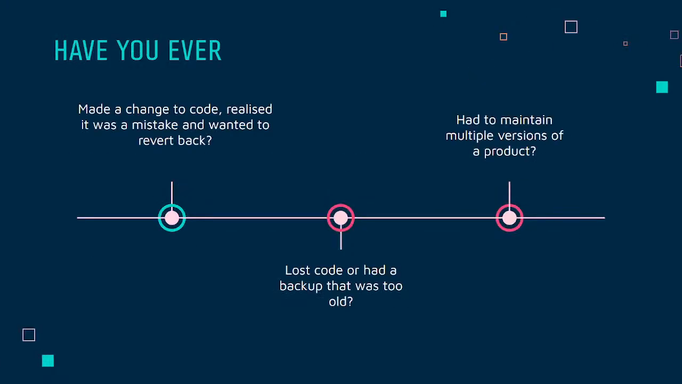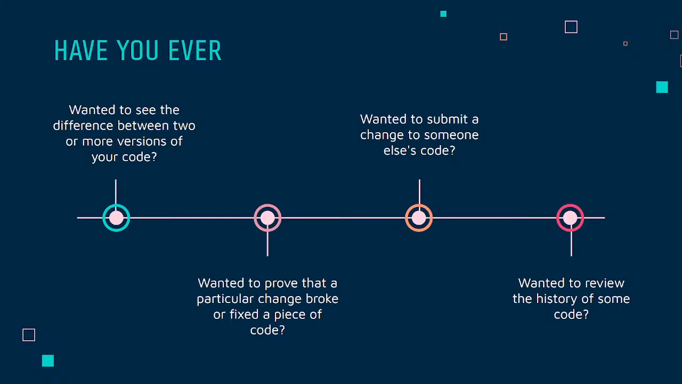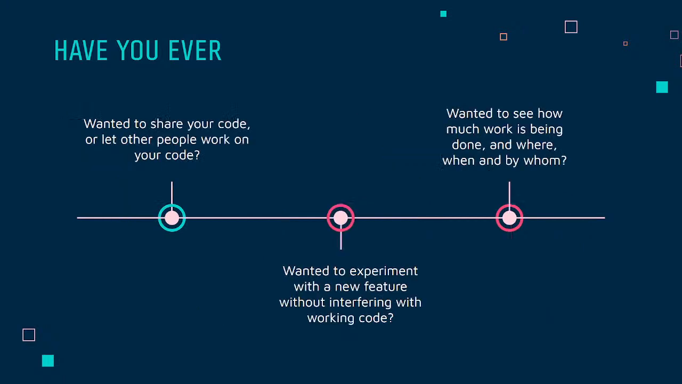Now, have you ever faced some of these problems? If you had made a change to code, realized it was a mistake and wanted to revert back, or if you ever lost code or had a backup that was too old, or if you had to maintain multiple versions of a software or a product, or wanted to see the difference between two or more versions of your code, or wanted to prove that a particular change broke or fixed a piece of code, or wanted to submit a change to someone else's code, or review the history of some code, or share your code or let other people work on your code, or experiment with a new feature without interfering with working code, or see how much work is being done and where, when, and by whom.